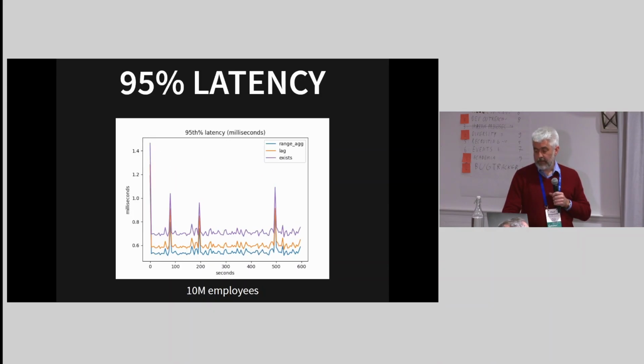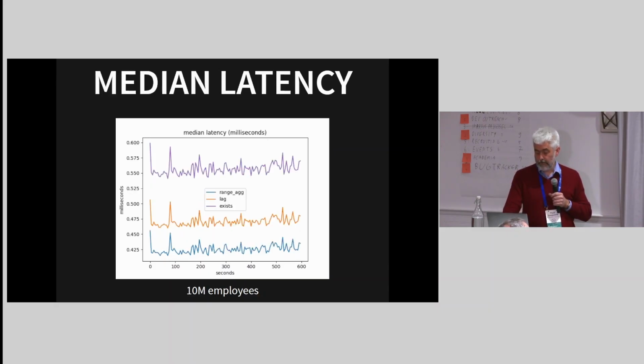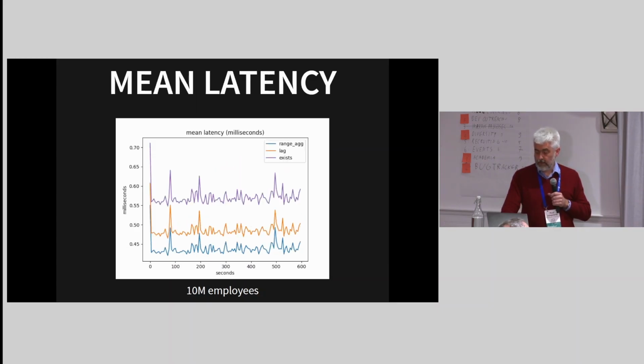So then I wanted to try some simple variations. Previously I was running with 100,000 employees. Here's a benchmark with 10 million employees. We get the same results as before. Here's median latency and mean latency, nothing surprising here.